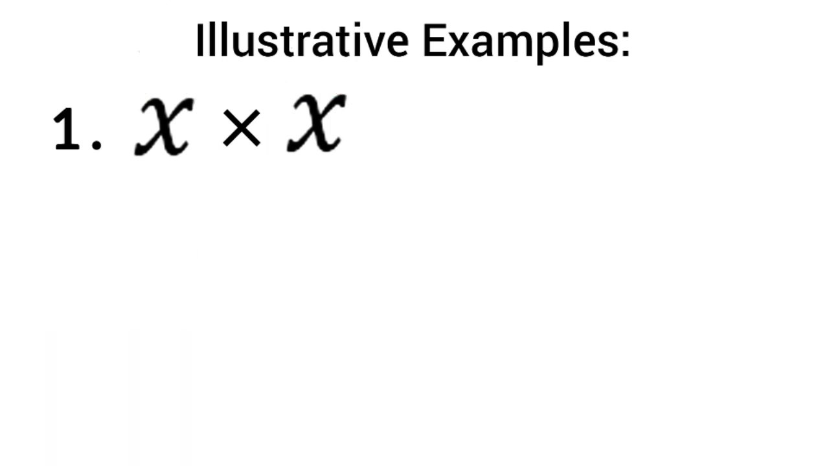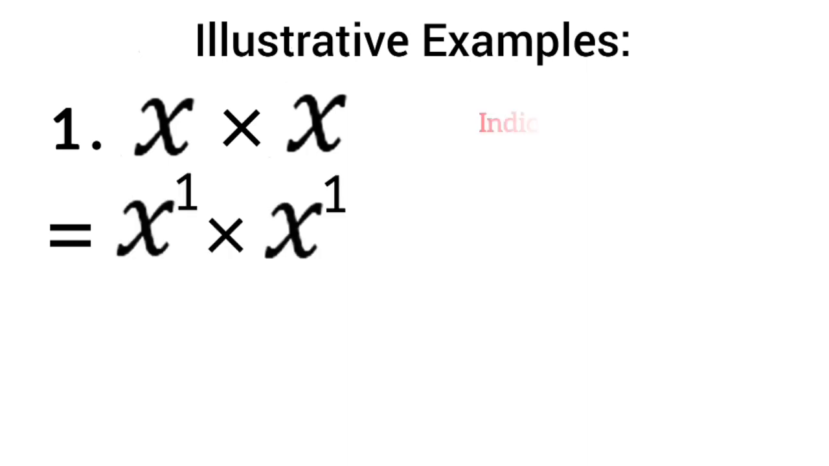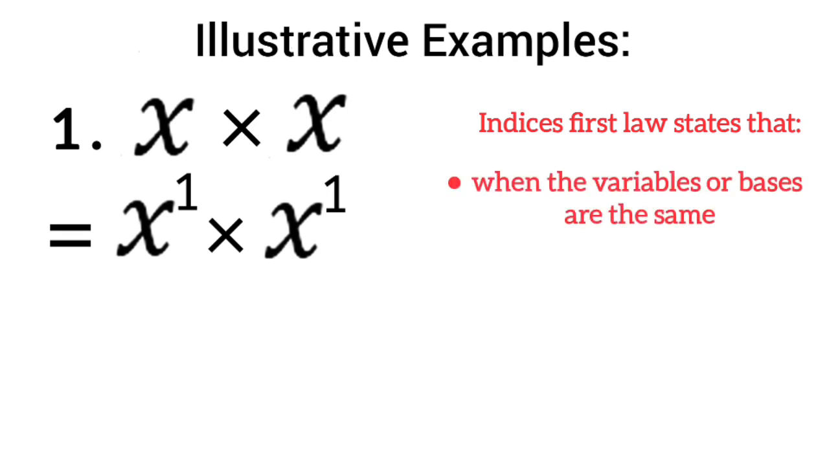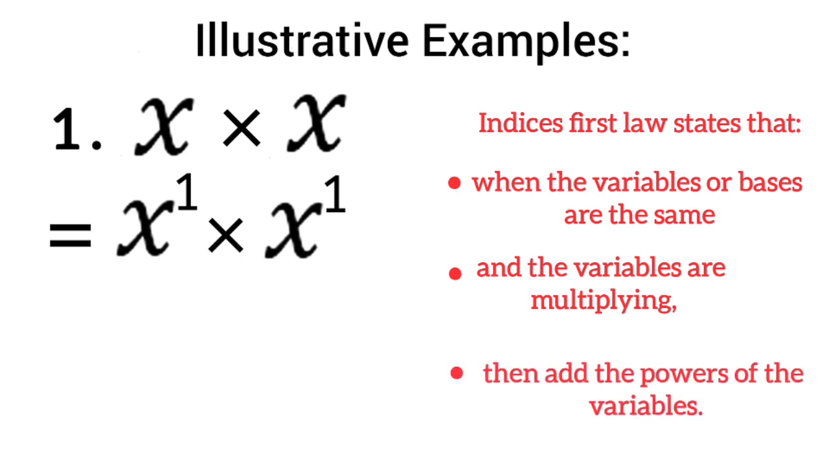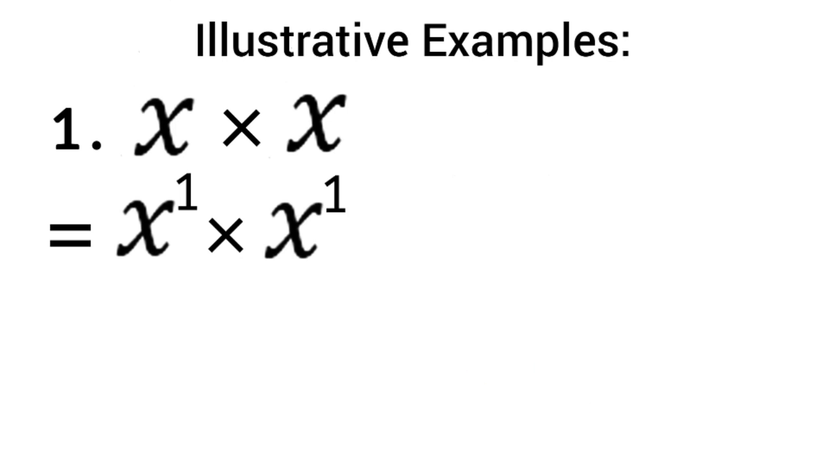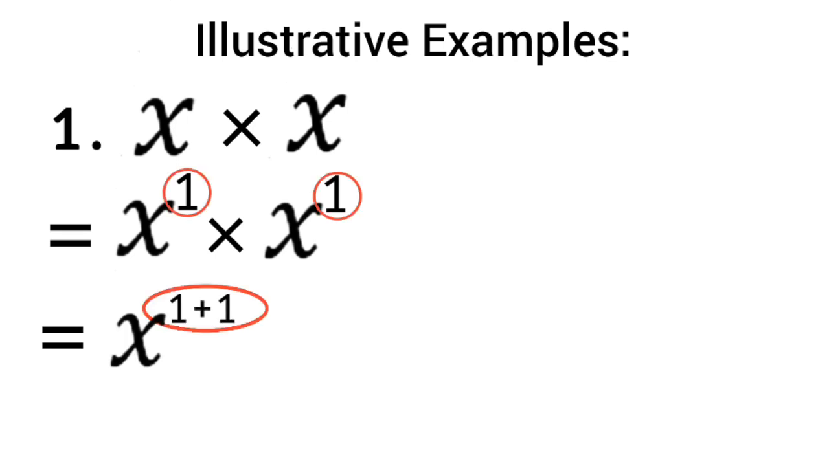So you can therefore write the question as x raised to the power 1 times x raised to the power 1. Indices First Law states that when the variables or the bases are the same and they are multiplying, then add their powers. This will then become x power 1 plus 1. The powers add to give 2. So finally, the answer will become x power 2.